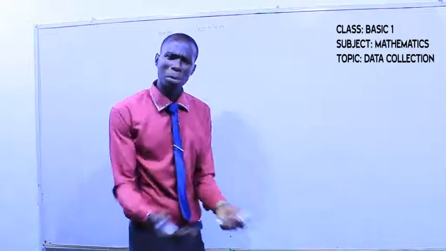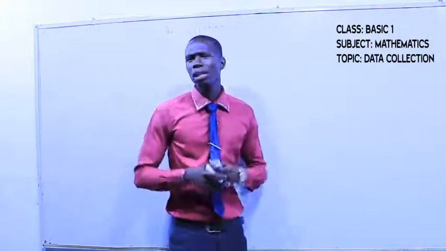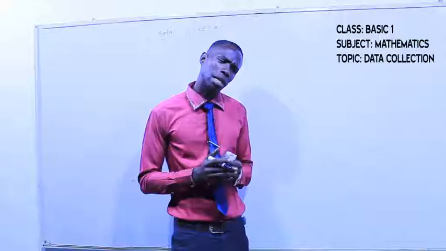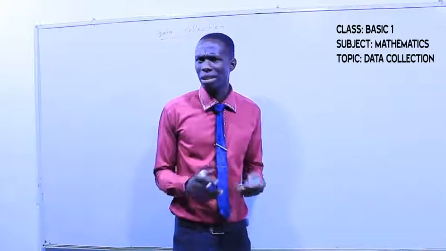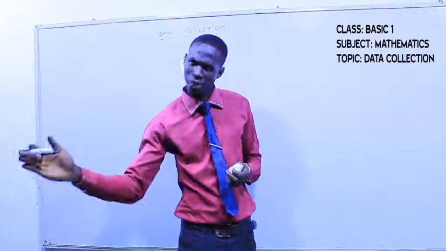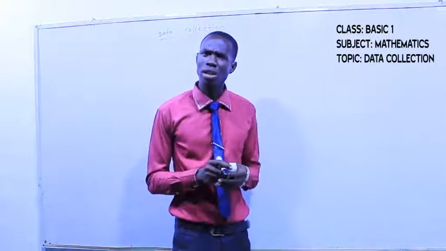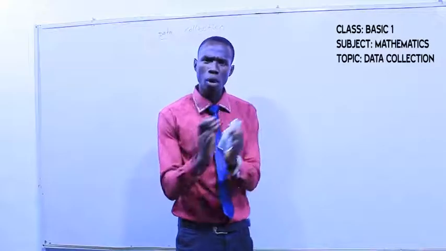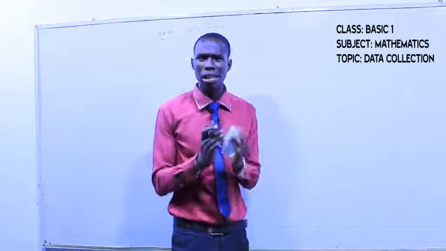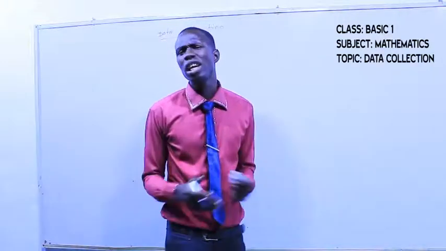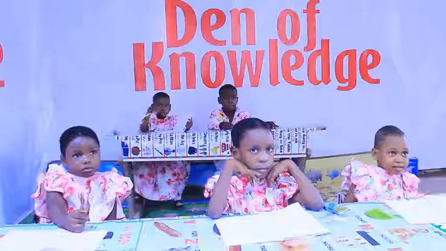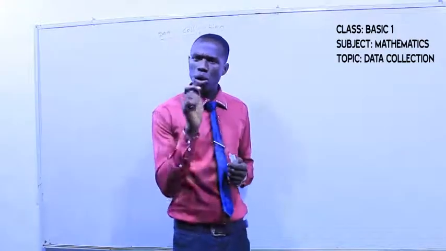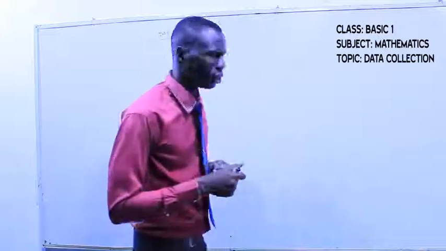What do I mean by that? Sometimes in your school, data can be collected by saying boys this way, girls this way. It's called collection of like terms. When you group boys and girls in different spaces, it's called data collection. Now, how can we collect data? We collect data for easy identification.